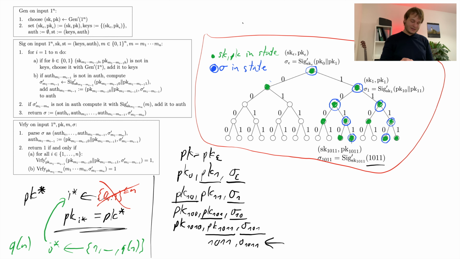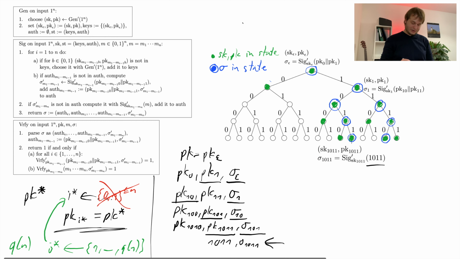And let's say for this example that actually the adversary has queried these two signatures, for 1011 and for 1110, so that the picture of the tree that we have here in our state is actually accurate. So now let's say the adversary has output a forgery on, let's say, 0010, just as an example. And then this forgery looks as follows.